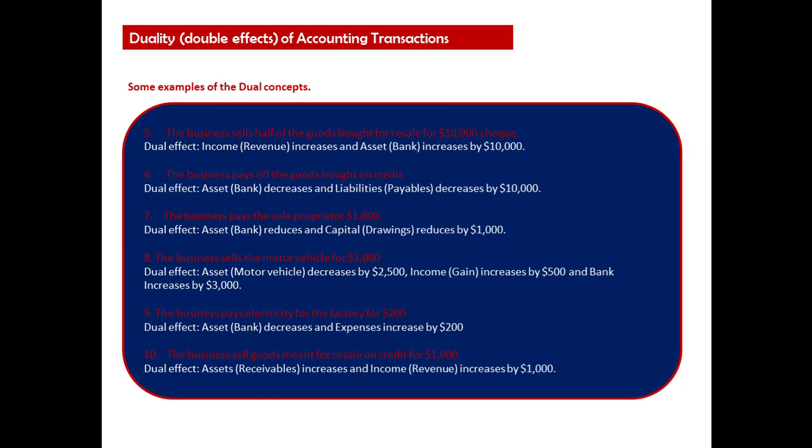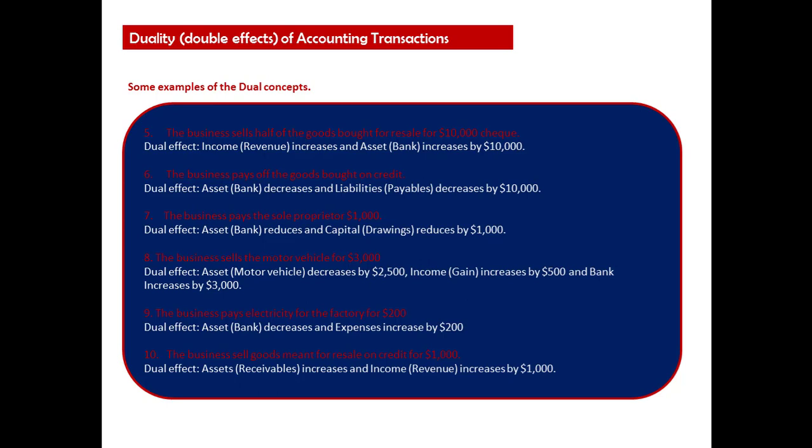The ninth example, a business pays electricity for the factory for $200. Dual effect, assets will go down by $200, expenses will increase by $200. Now, expenses going up by $200 means that there's a possibility of a loss arising. So the loss will reduce capital. So the net effect is that assets will go down by $200. Equity or capital will also go down by $200.